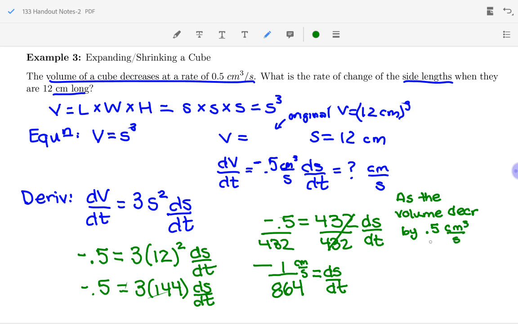So as the volume decreases by 0.5 centimeters cubed per second, the side lengths do what? Do they increase or do they decrease? Well, a negative means decrease. Decrease, and you can make this a decimal if you want to, maybe just for this interpretation, decrease by 0.001 centimeters per second, which makes sense. When the volume decreases, the side lengths have to decrease, and the volume's only decreasing by 0.5 centimeters cubed, so the side length is only going to decrease by 0.001 in order to make that happen.